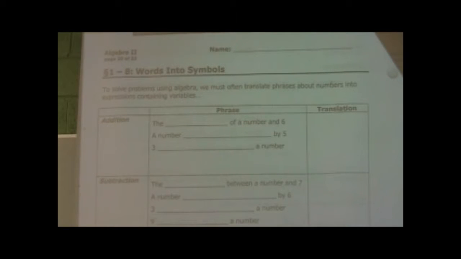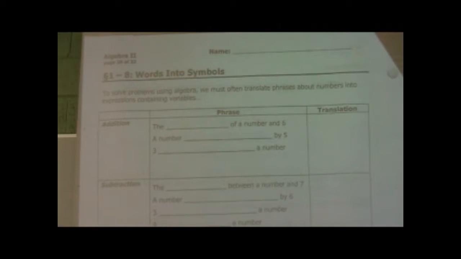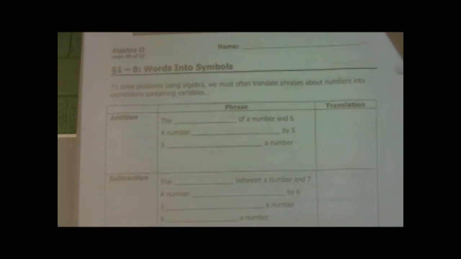So what we're going to talk about today is translating. We're going to translate phrases and sentences into expressions and equations. The first thing that we're going to talk about is words that mean add, subtract, multiply, and divide. And so we're going to start off with addition.